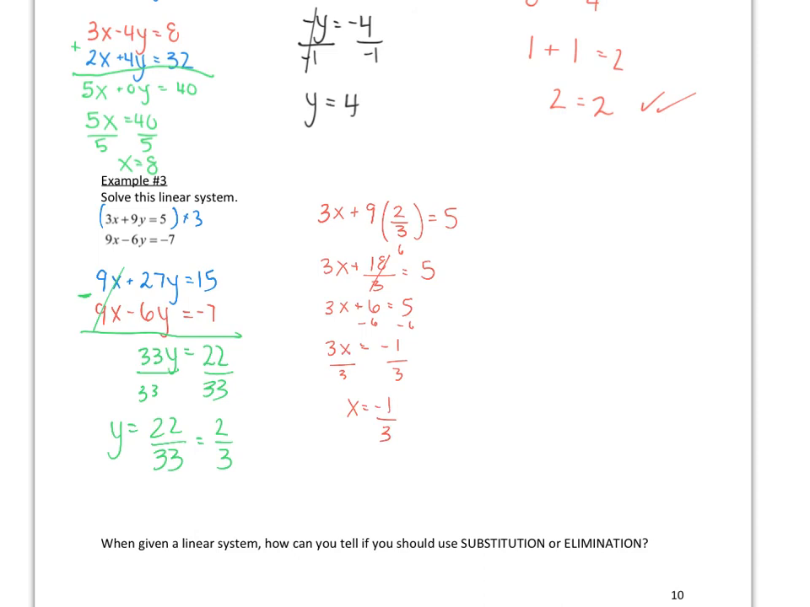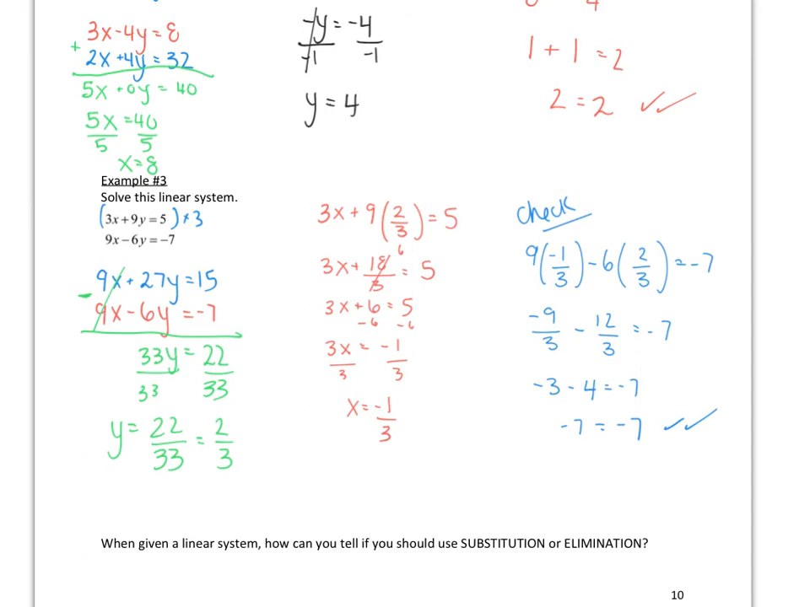And last but not least, we can check our work by subbing into our second equation. So 9 times x, which is negative 1/3, minus 6 times y, which is 2/3, equals negative 7. Negative 9 over 3 minus 12 over 3 equals negative 7. I get negative 3 minus 4 equals negative 7. Negative 7 equals negative 7. We did it right.